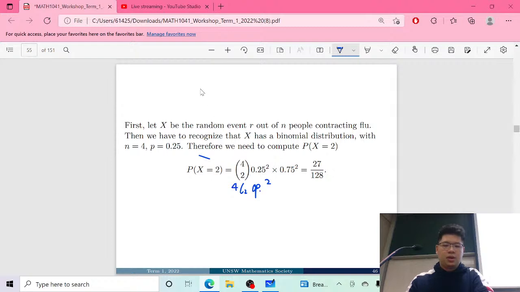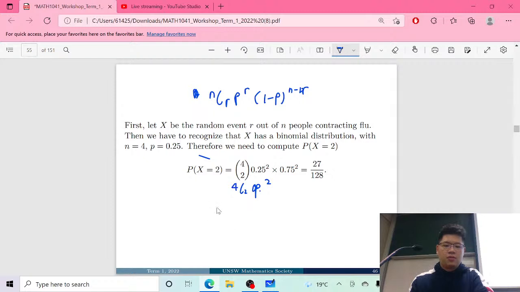Maybe I should write down the formula here. nCr p to the power of r, that's how I write it, times 1 minus p to the power of n minus r. Your r here is the number of successes you want. So in this case, your r is equal to 2. So you plug it in.